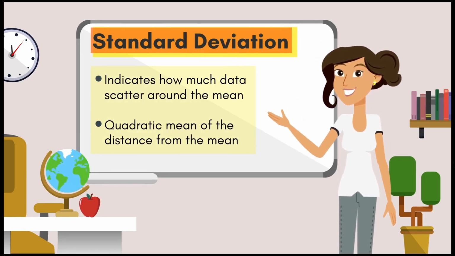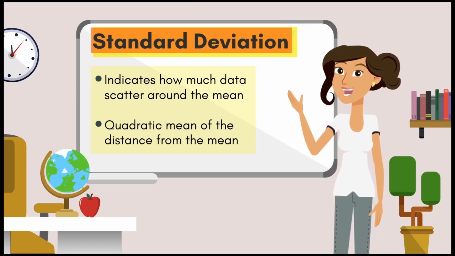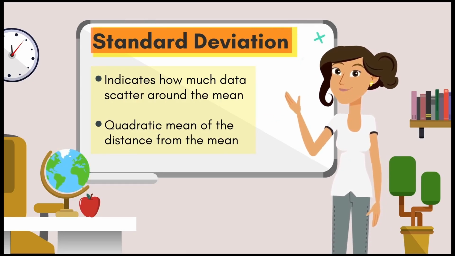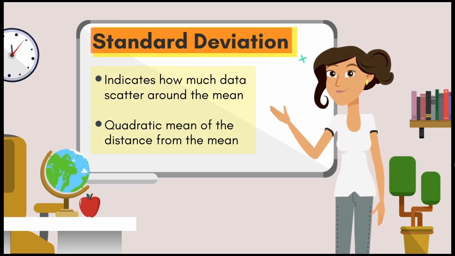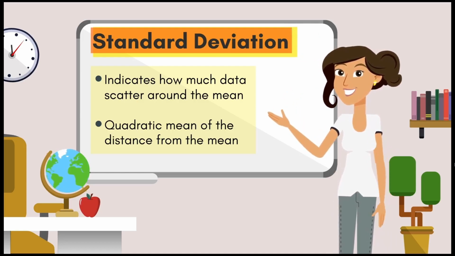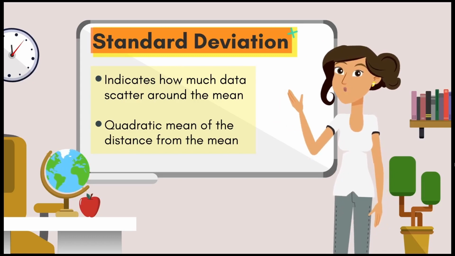It is the quadratic mean of the distance from the mean. If the mean is present, the standard deviation decreases because the data is concentrated in the middle. However, if the mean is absent, the data is more spread out. Hence, the standard deviation will increase.